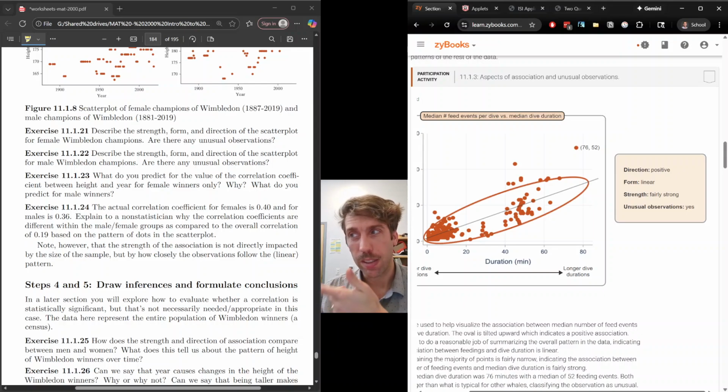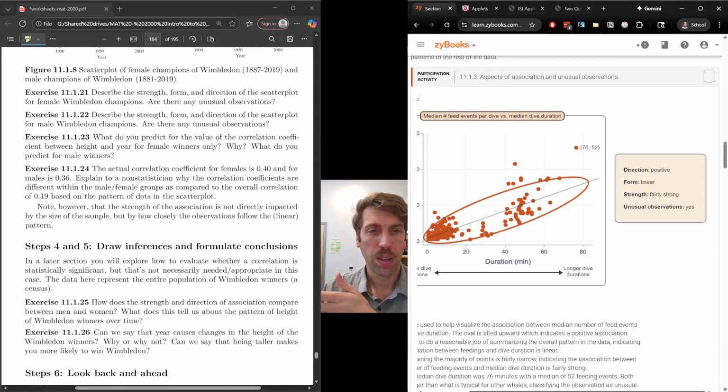So then, this is just a guess. So you just need to be in the right ballpark. I'm not going to grade this one very harshly. Okay? So the actual correlation coefficient for females is 0.4 and for males is 0.36. Explain to a non-statistician why the correlation coefficients are different within the male-female groups as compared to the overall correlation of 0.19, based on the pattern of the dots in the scatter plot.